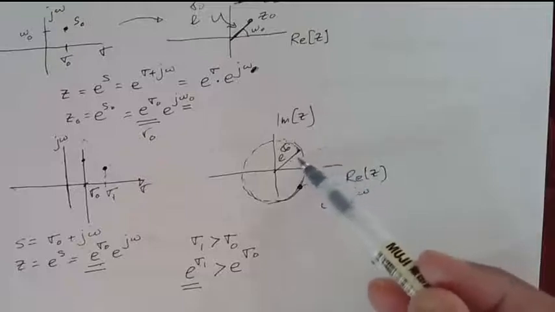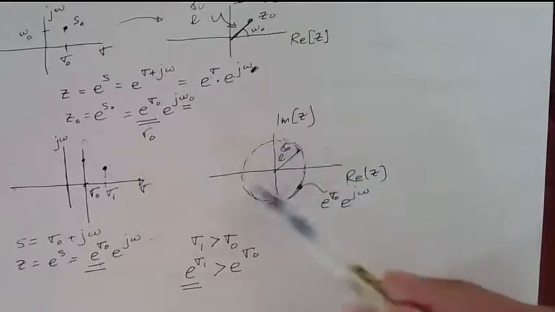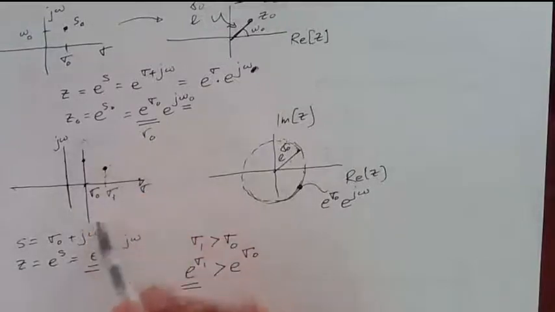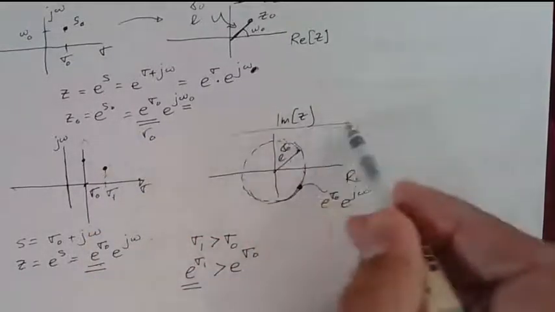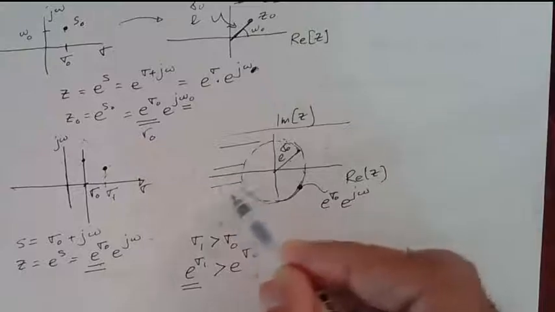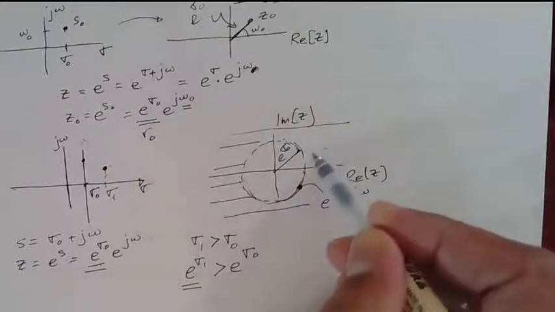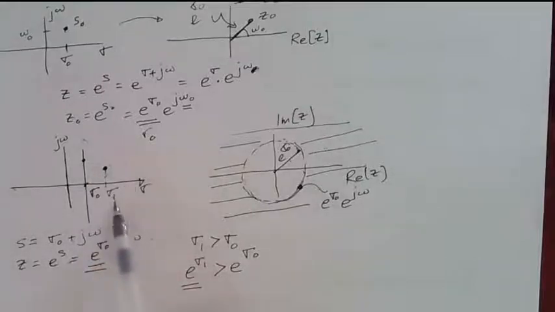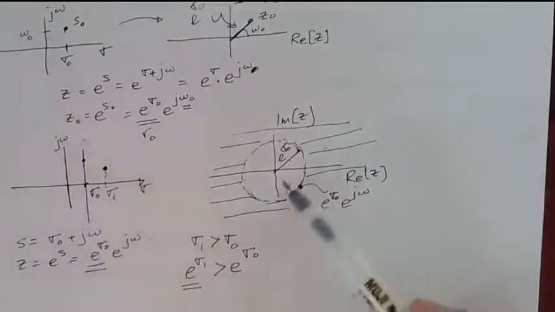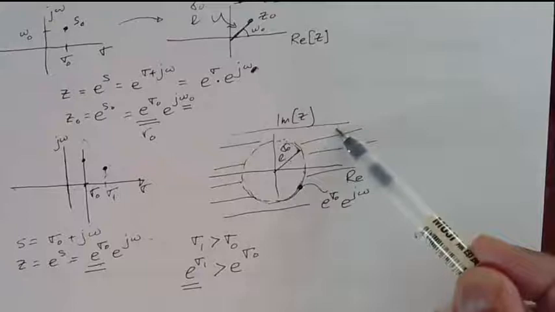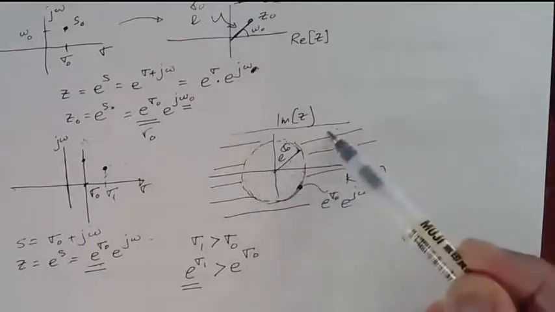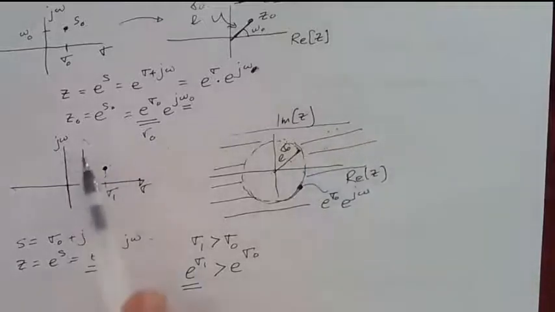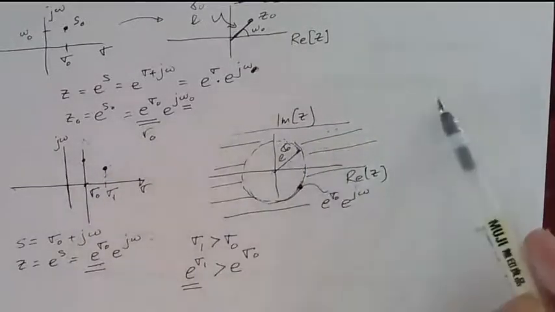And e to the sigma 0 is the radius of this circle. So all points to the right of this line will map into points outside of this circle. Any point to the right of this line will have sigma 1 greater than sigma 0. Any point outside of this circle will have a distance e to the sigma 1, which is greater than e to the sigma 0. So right side, outside.